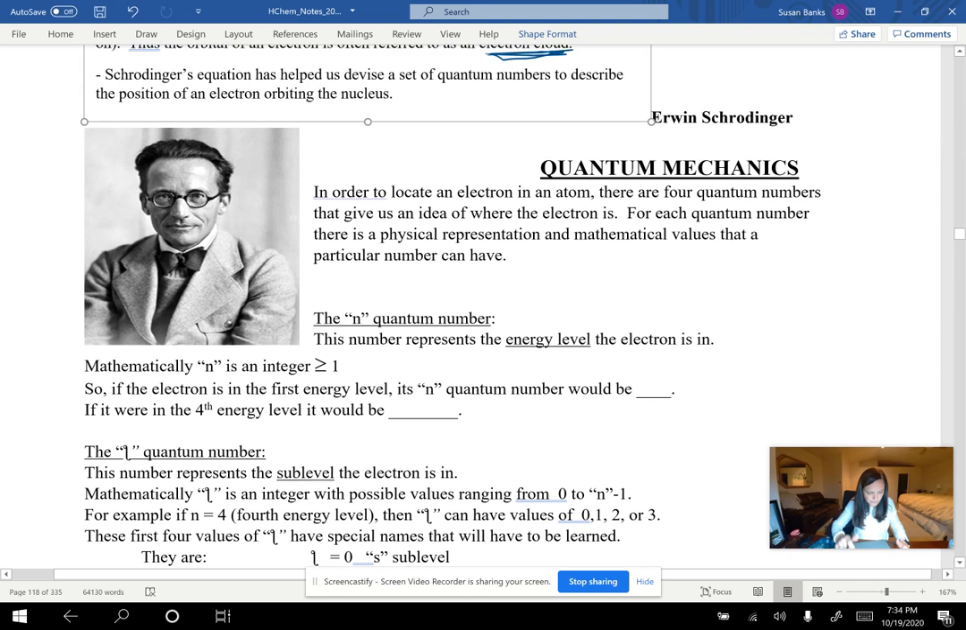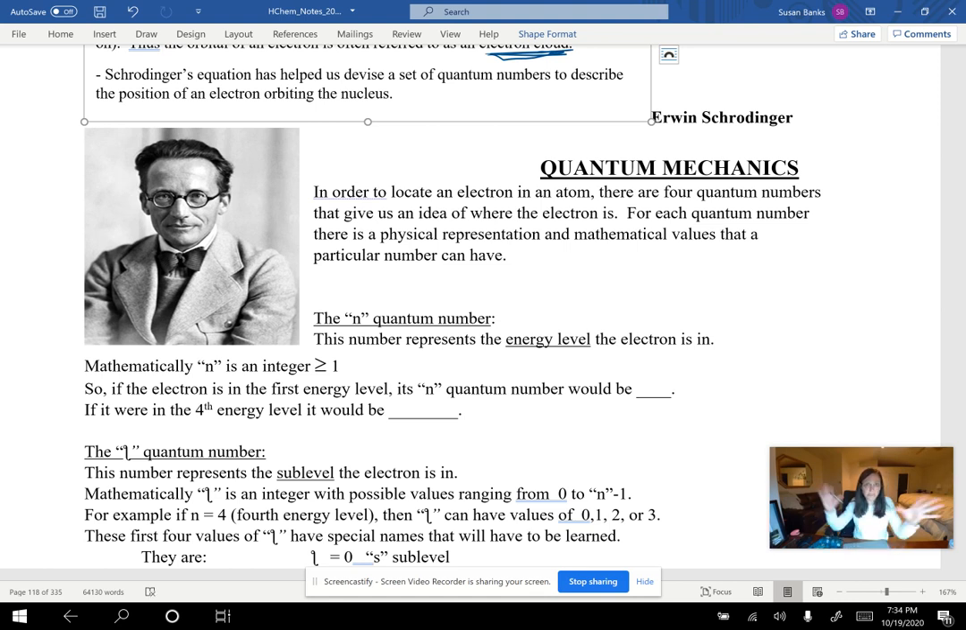Quantum mechanics. In order to locate an electron in an atom, there are 4 quantum numbers, and I already went over them. There are N, there's L, there's M, and there's S. It's kind of like an address for an electron. It gives us an idea of where that electron is. For each quantum number, there is a physical representation and mathematical values that a particular number can have.